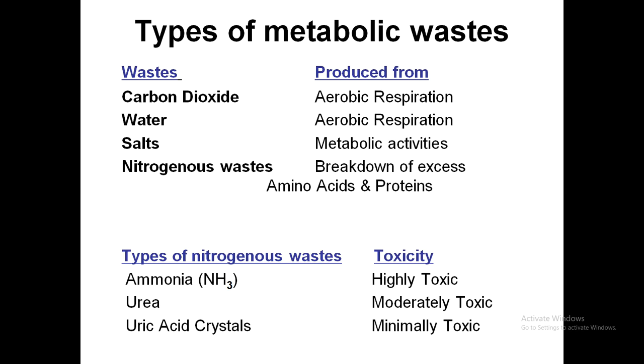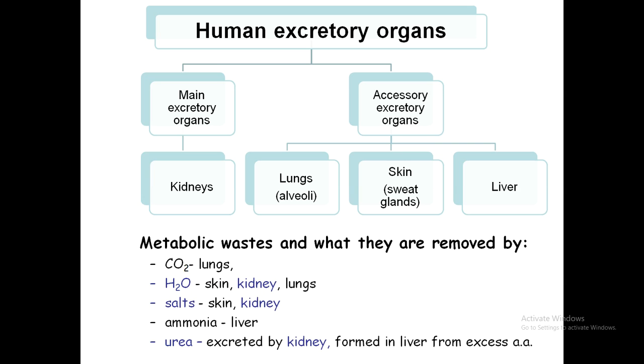Aquatic organisms like some invertebrates and freshwater fishes excrete their nitrogenous waste in the form of ammonia, while humans or mammals excrete their nitrogenous waste in the form of urea, and birds, which are highly metabolically active organisms, excrete their nitrogenous waste in the form of uric acid crystals.